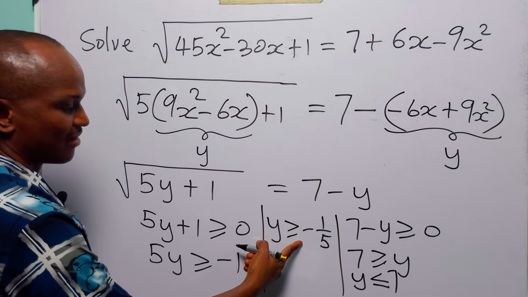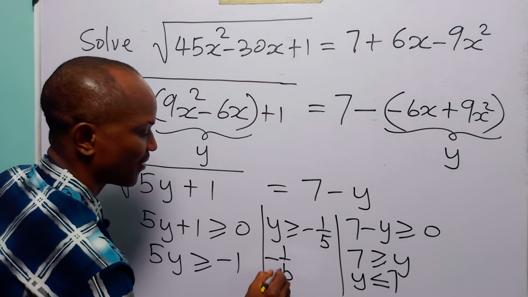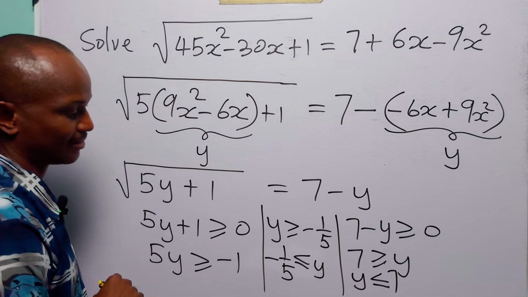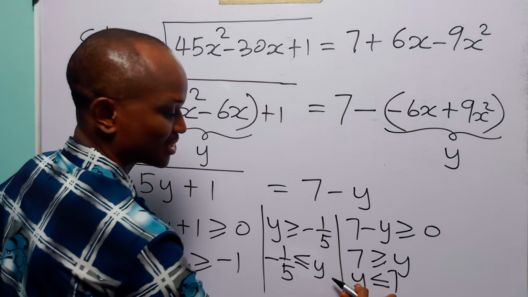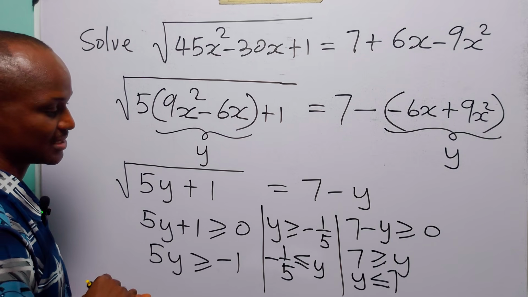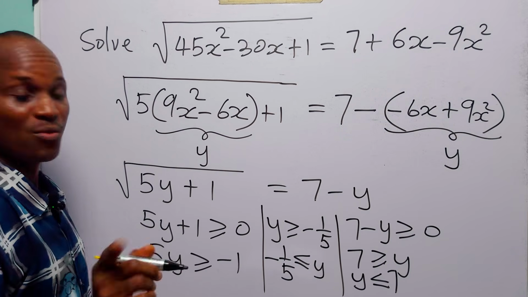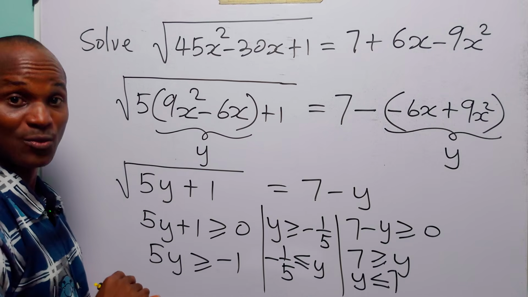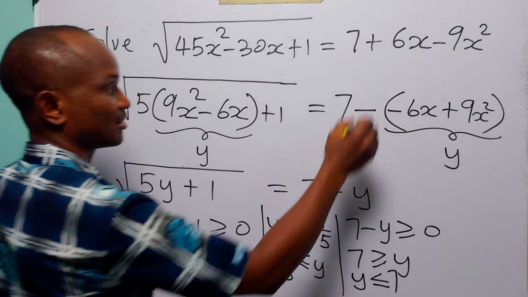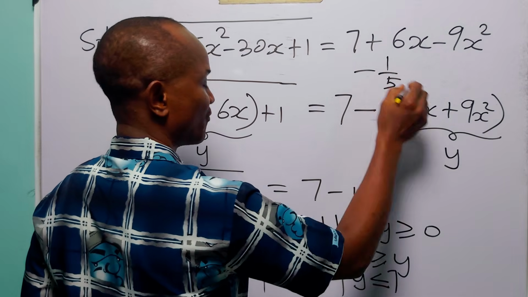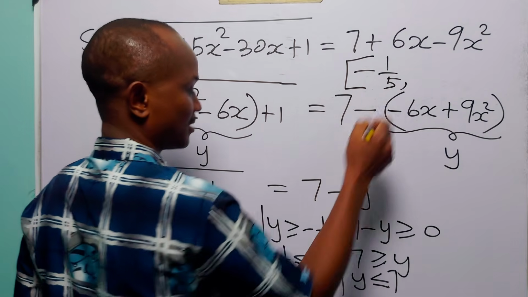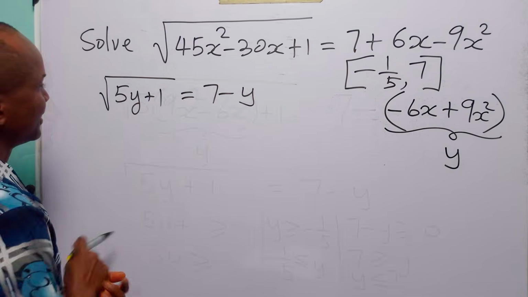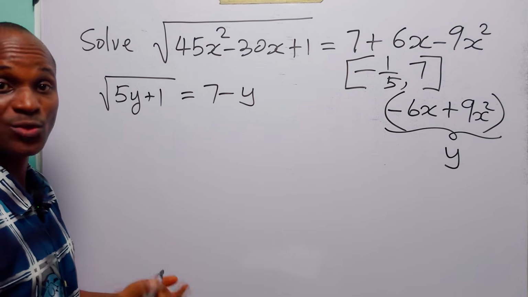Now, from here, we have that minus 1 over 5 must be less than or equal to y. And from here, we have that y must be less than or equal to 7. So, we have that values of y that satisfy this equation must lie within the range minus 1 over 5 and 7. Now, to solve this equation, we square both sides.